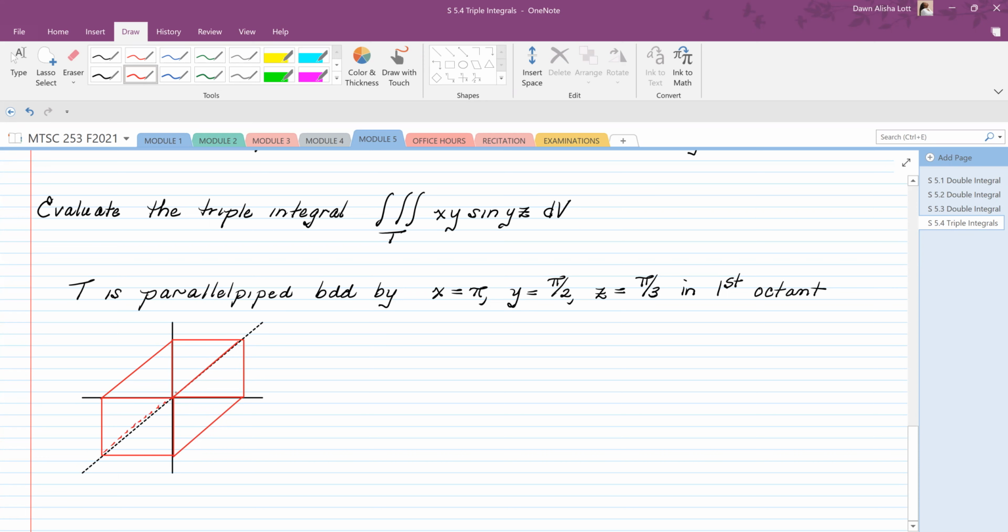All right, so I'm integrating over that. So I'm going to get the integral where x goes from 0 to pi, y goes from 0 to pi over 2, and z goes from 0 to pi over 3 of x y sine of yz dz dy dx.